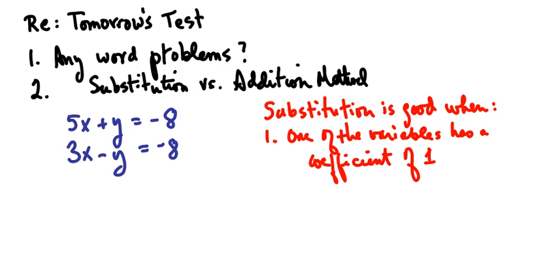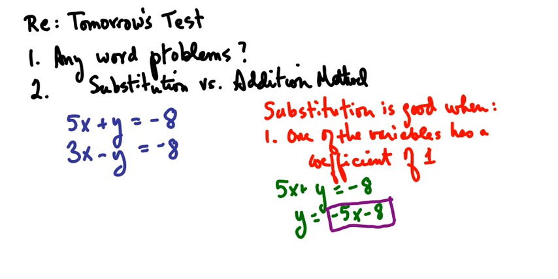So if 5x plus y is equal to negative 8, then subtracting 5x from both sides, we get y is equal to negative 5x minus 8. And then what you would do is you would take that value, that other name for y, and substitute that for y in the second equation. Obviously, it has to be in the other equation or it's going to lead you nowhere.